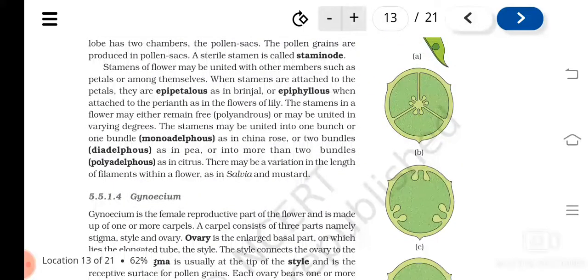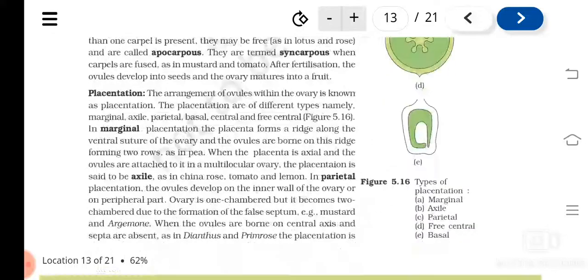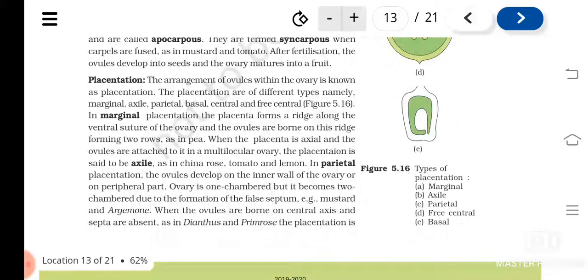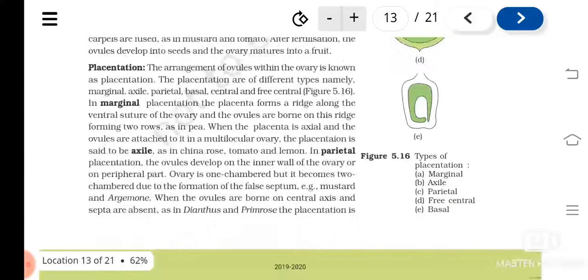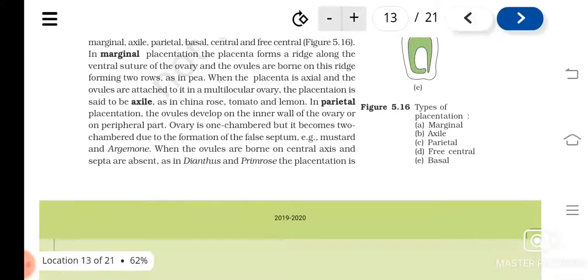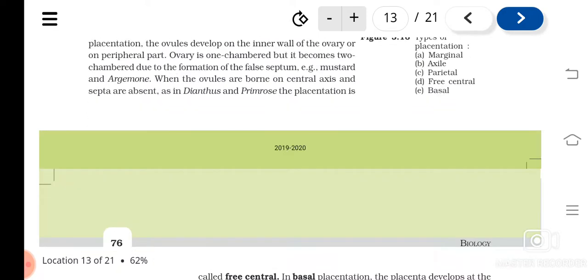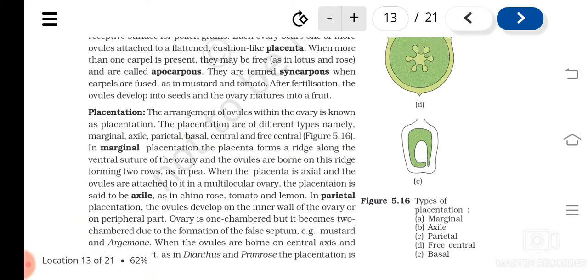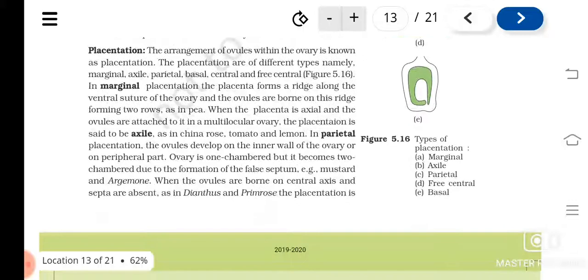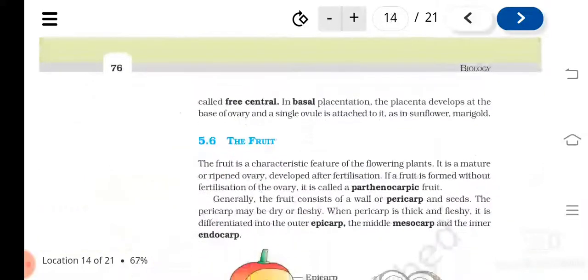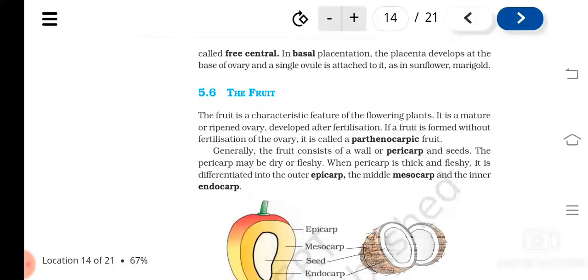Then parietal means from the sides. Okay, and then the next one, that is free central, where here also the ovules are borne on a central axis, but there is no septa that separates the ovary. A single locule or chamber is there. Understood? Then next is basal, which means from the base of the ovary the ovule is formed.